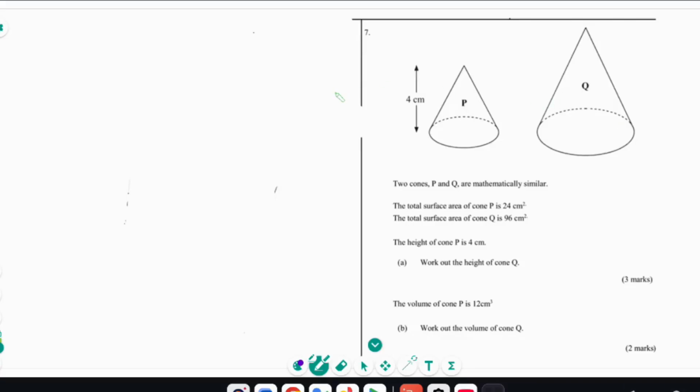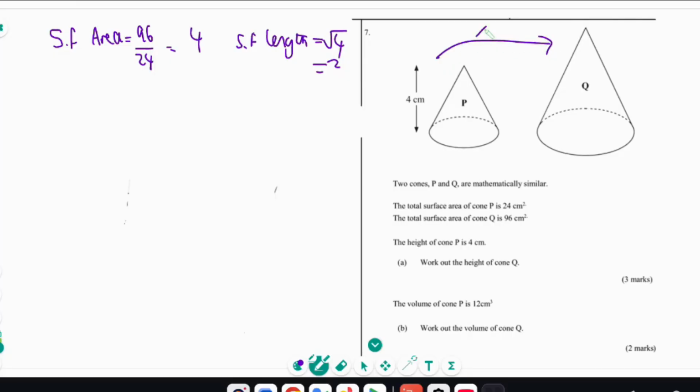Okay, last question. Two cones are mathematically similar. Total surface area of P is 24. Total surface area of Q is 96. So let's find a scale factor for area: 4. Scale factor for length is square root of 4, which is 2. So the height for P is 4. Let's multiply it by the scale factor for length, which is 2, which gives you an answer of 8.